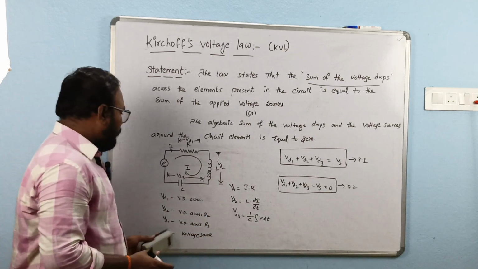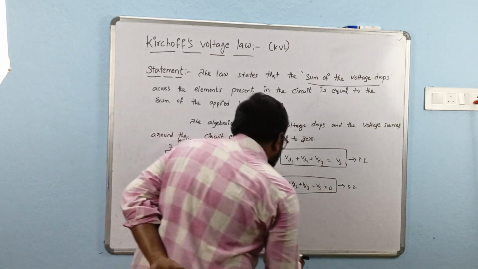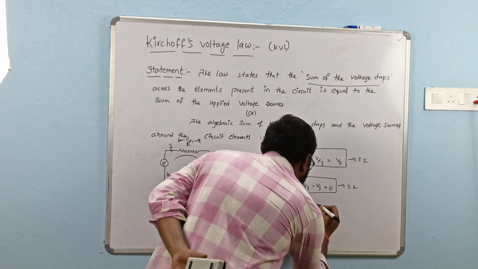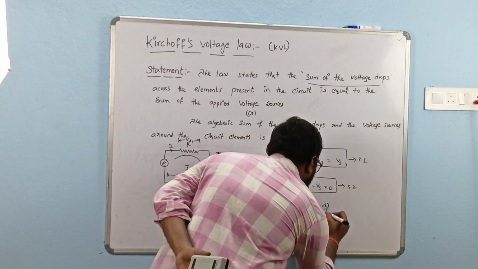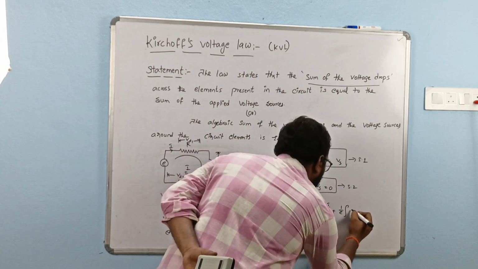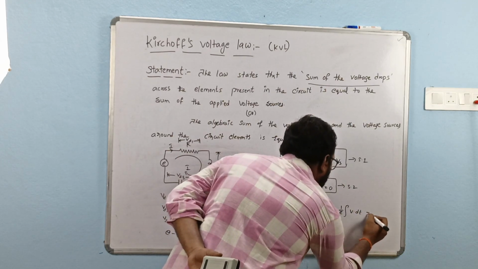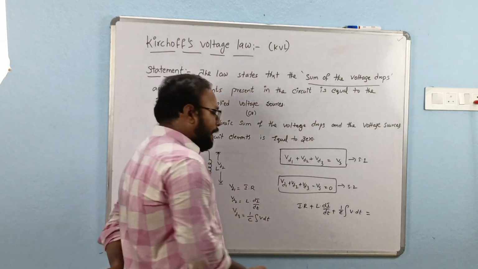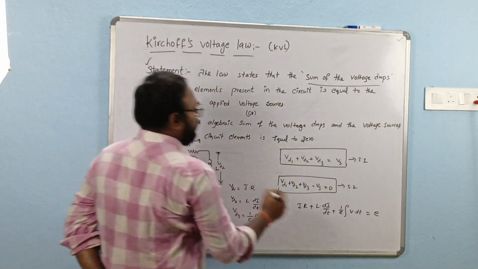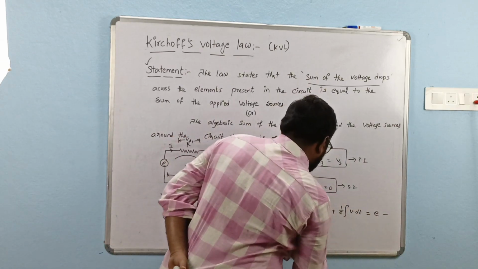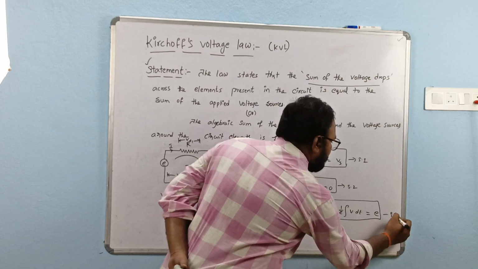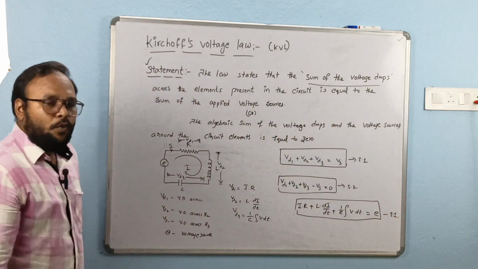Okay. Now, if we write the equation for this, it becomes I into R plus L into di by dt plus 1 by C integral of i into dt is equal to E. This is for statement number 1, for the time varying case.